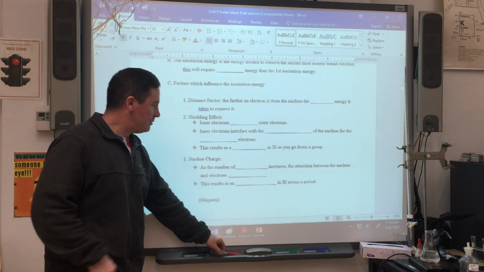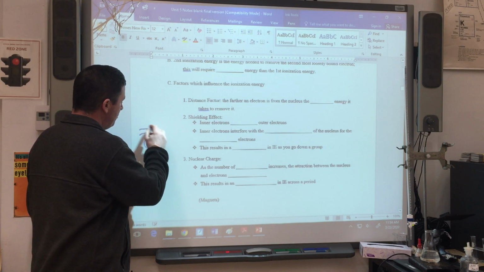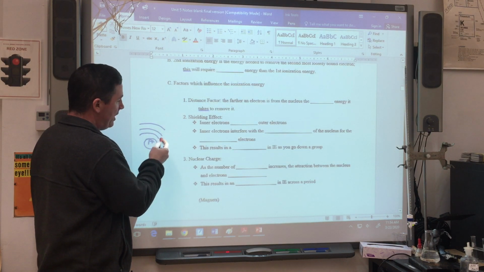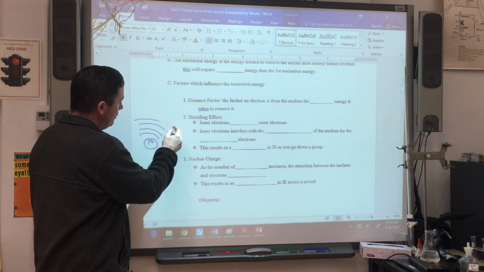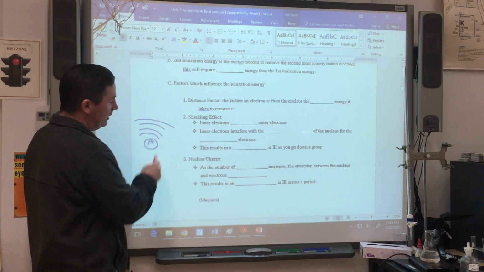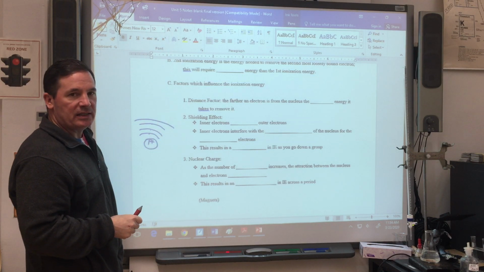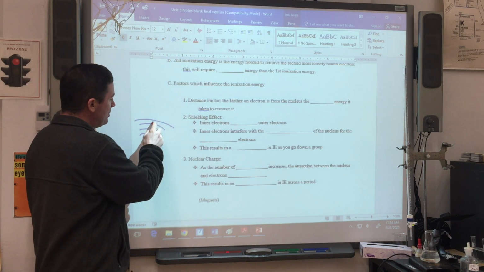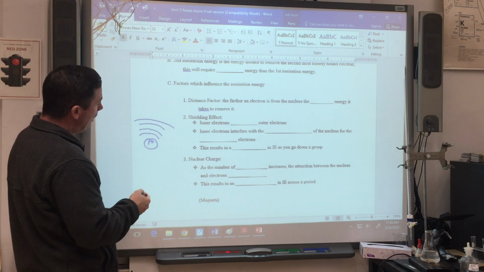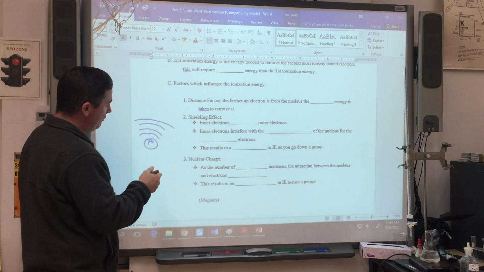Distance. The further away, if this is the nucleus, and these are the principal energy levels, or the energy shells, sometimes we talk about them in terms of energy shells. The greater the distance away, the more electrons there are in the way of the valence electrons. Remember, these are called the kernel electrons, and the outside PEL, principal energy level, has the valence electrons. So, if there are a lot of electrons between the nucleus and the valence electrons, then it will be easier to pull it off.